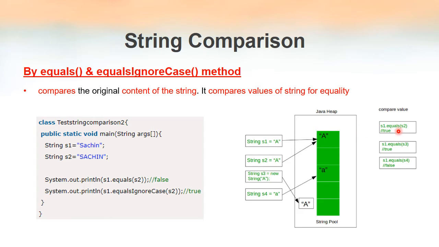Since both these variables have the same value, it will return true. Similarly, S1 and S3: S1 has capital A, S3 also has capital A, so it will also return true. But when we compare S1 and S4, even though they are inside the same constant pool, the value of S1 is capital A and the value of S4 is small a. So the equals method will return false.